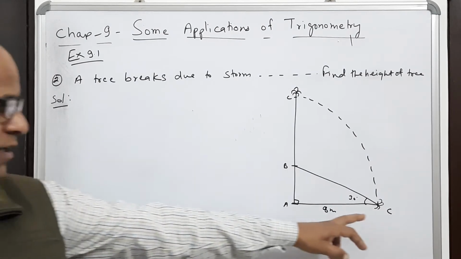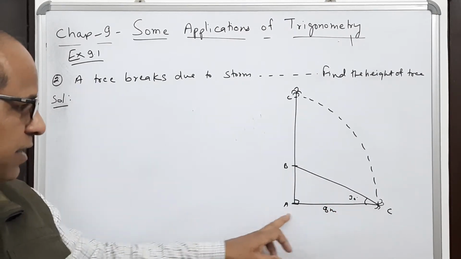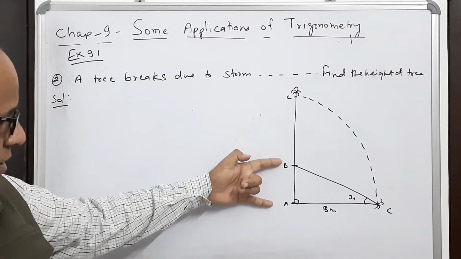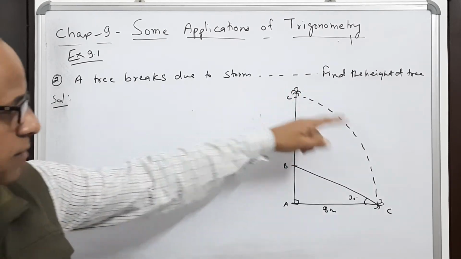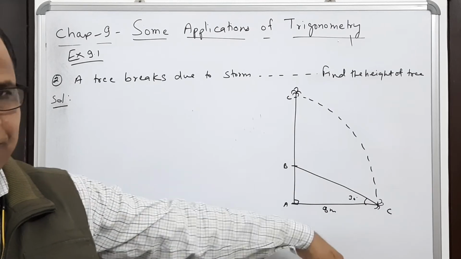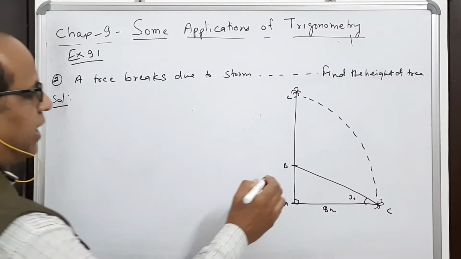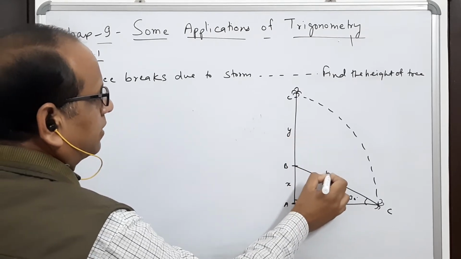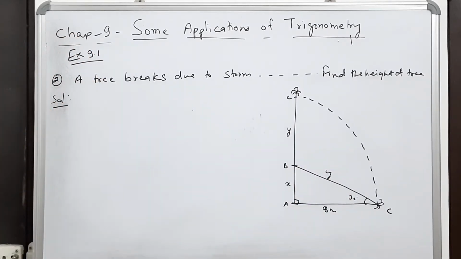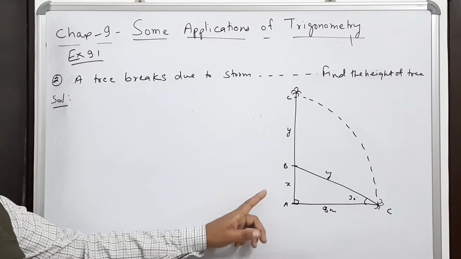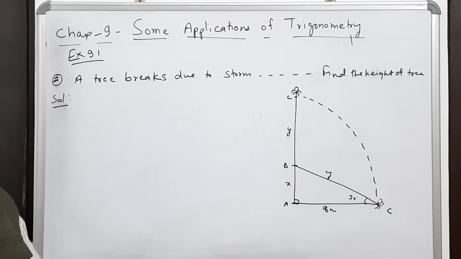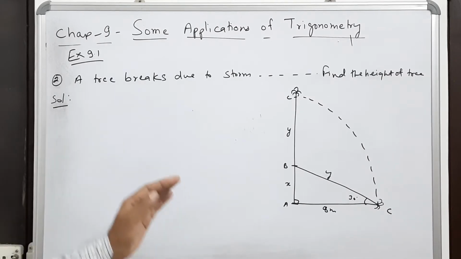The top of the tree now is 8 meter away from the foot of the tree. This is the place from where the tree breaks and it bends down like this. Now we have to find the height of the tree. So if I take this one as x and this is y, then this will also be y. So here we will calculate the height of the tree, and the height of the tree will be x plus y. So in this problem we have to calculate x as well as y.